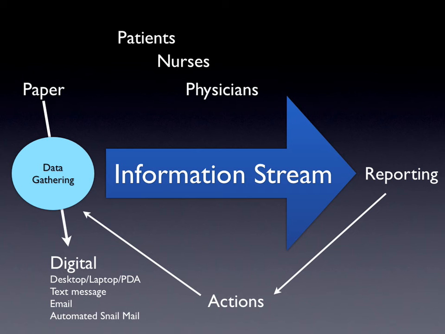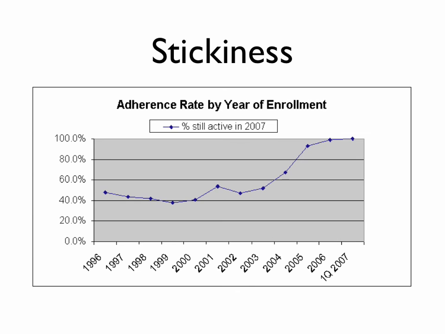So what we're really talking about is an evolution from paper to digital acquisition of data. This could be through desktop, laptop, PDA. It could be text messaging through your phone, email, or simply conventional mail. There are entry points. We've focused on patients with the self-reported registries, but there are entry points for nurses and physicians as well that then provide an information stream. Data becomes information, which drives actions, which may further influence data gathering at a later point. So this information stream, this continuity becomes very important.